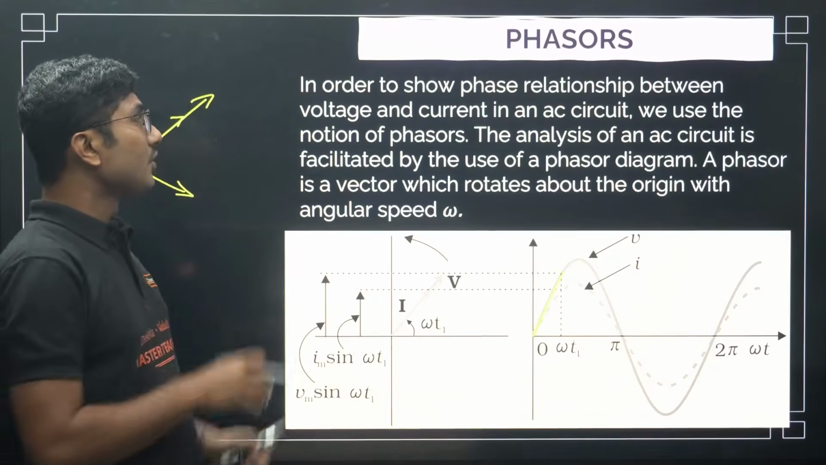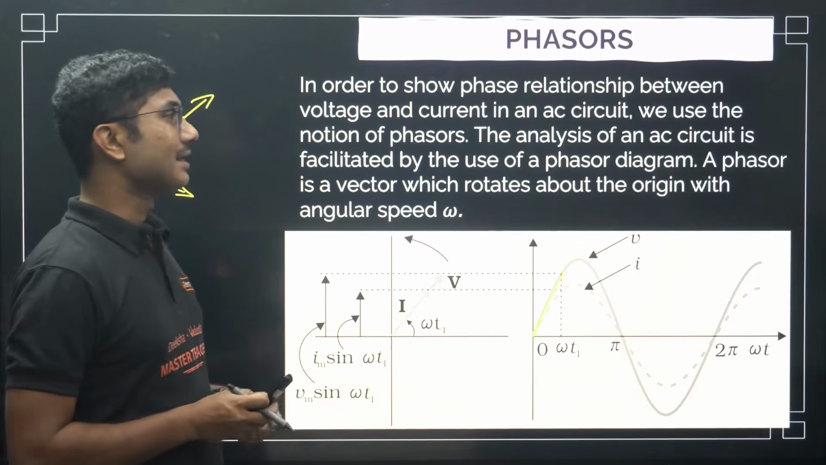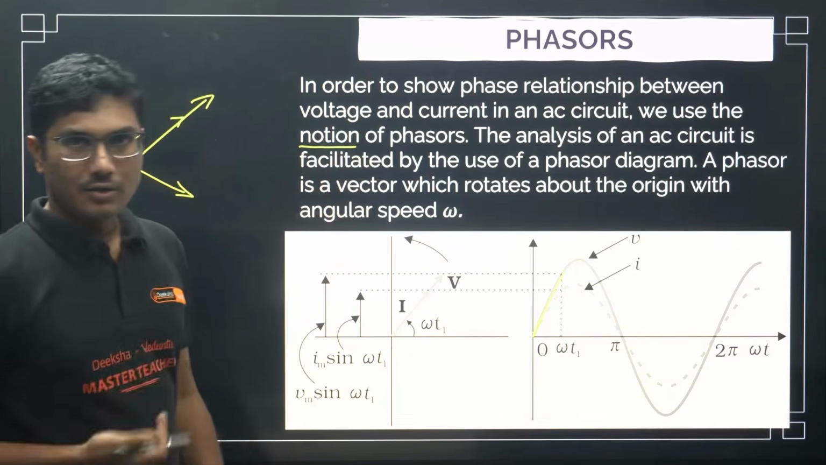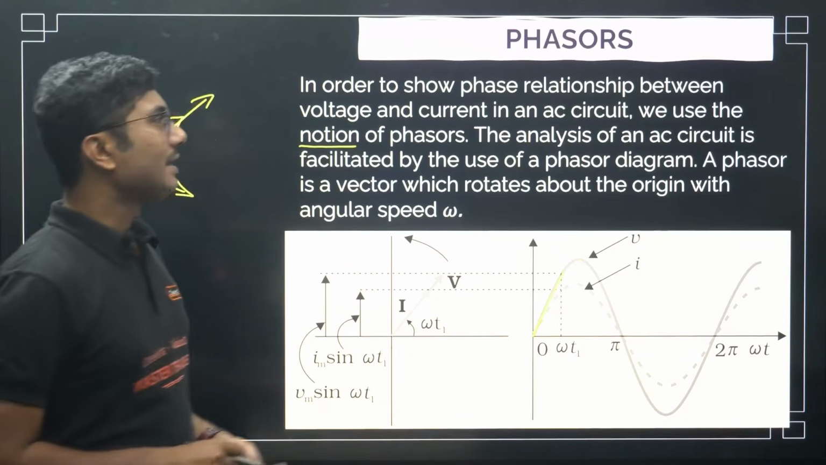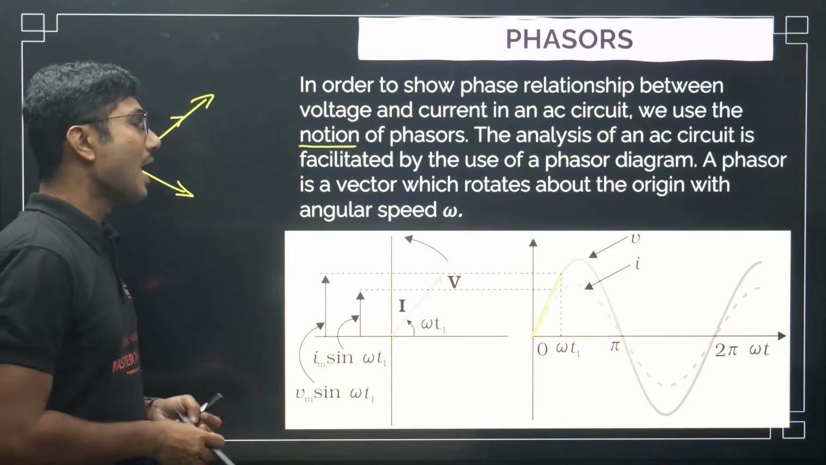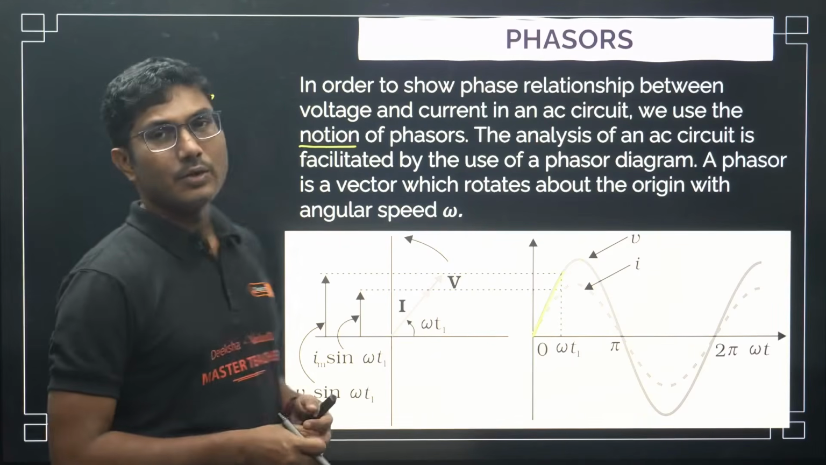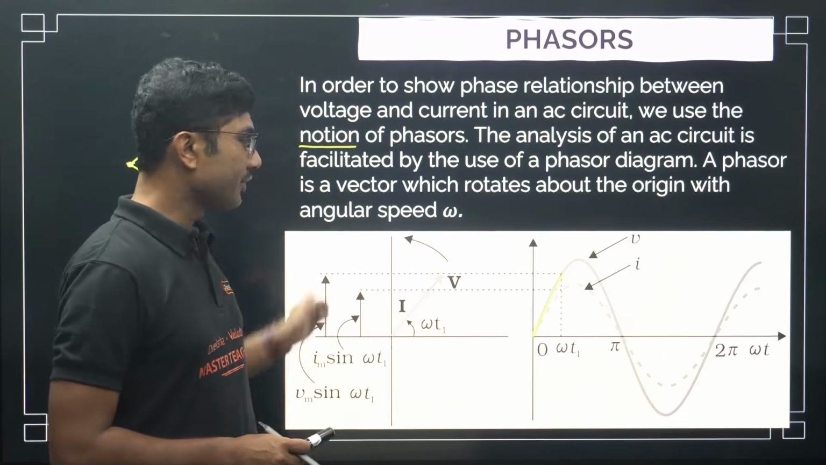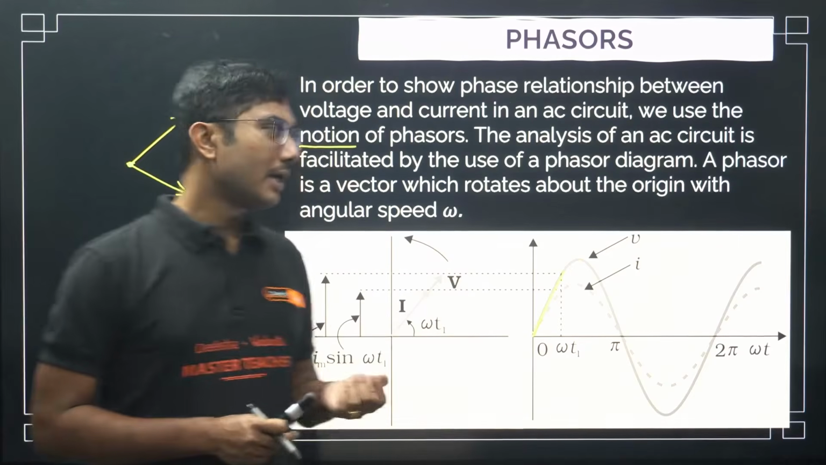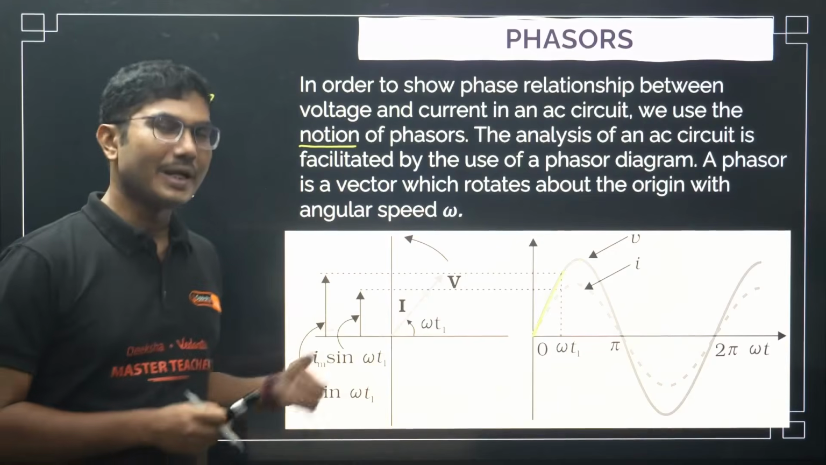We will see that. In order to show the phase relationship between voltage and current in an AC circuit, we use the notion, and notion means idea, the idea of phasors. The analysis of an AC circuit is facilitated by the use of a phasor diagram. A phasor is a vector which rotates about the origin with angular speed omega. So the angular speed of rotation is omega, that's why the omega term is called angular frequency or angular speed. That's why we represent everything with this simple, easy diagram.